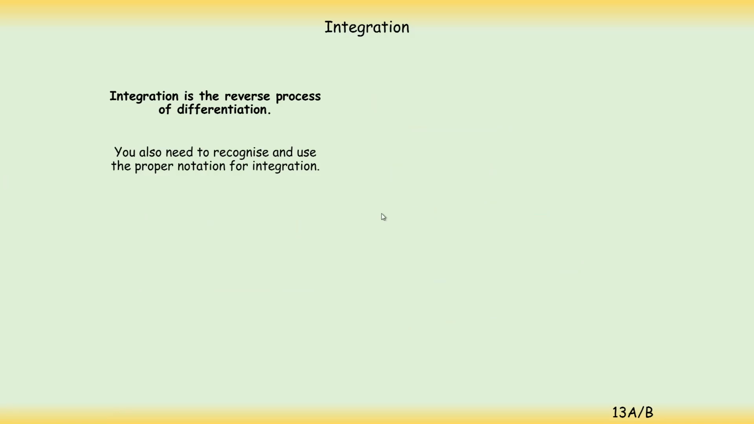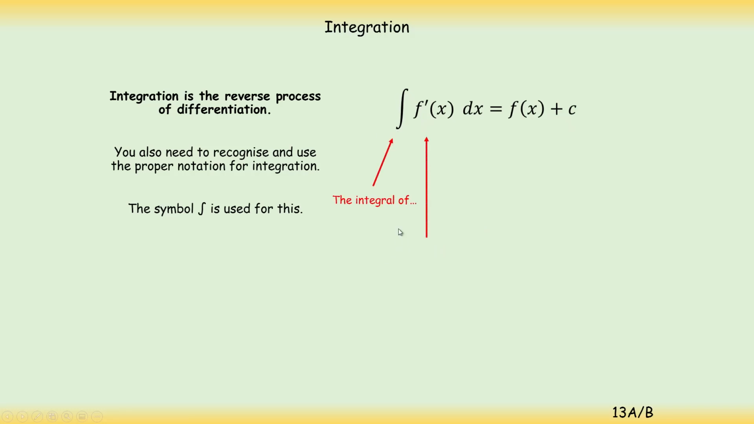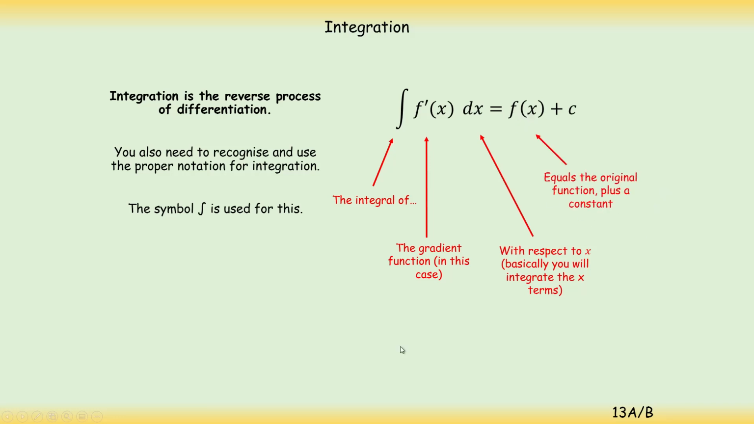Right, so using the integration symbol properly, the symbol looks like that. If we wanted to integrate a function with respect to x, then it gives us our original function plus the constant term, and that's our symbol of integration. So we're integrating f dash of x with respect to x, and it gives us back the original function plus c.